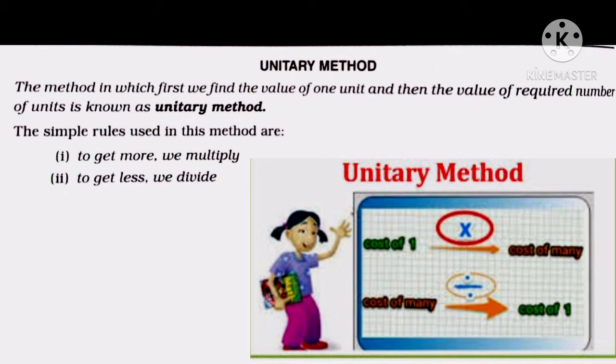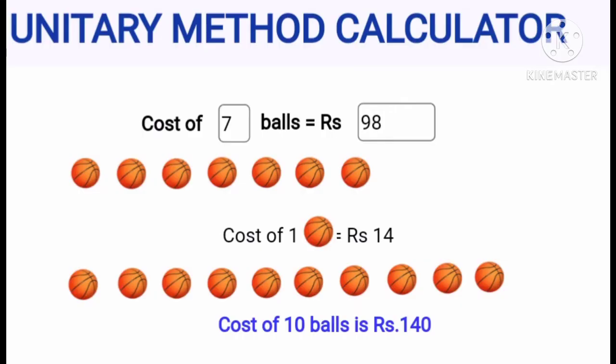So the method in which we first find the value of one unit and then calculate the required number of units' value. Okay, so the simple rules are: to get more we multiply and to get less we divide. Means if the cost of 1 is given, then by multiplying we can get the cost of, let's say, 5 or 10 articles, and if the cost of 10 is given, then by dividing we can get the cost of 1 article or 1 unit.